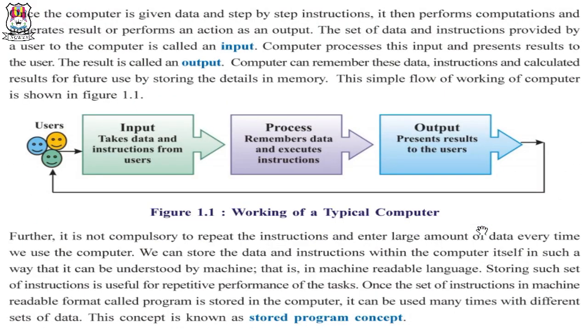Okay, users, first we give the input, the computer processes it, and the computer gives us the result, that is, the output. Input means it takes data and instructions from users. Process means it remembers data and executes instructions, and output means it presents results to the users.